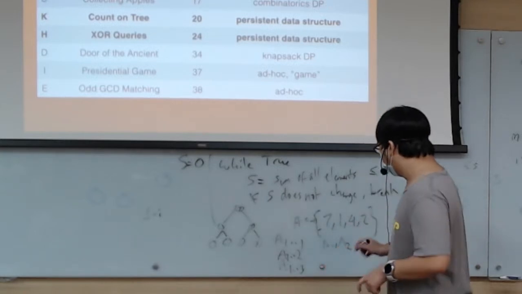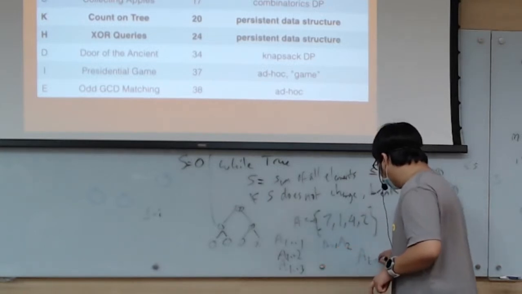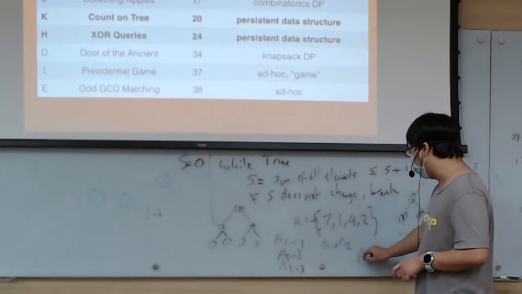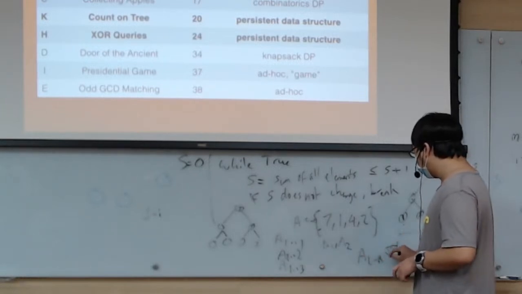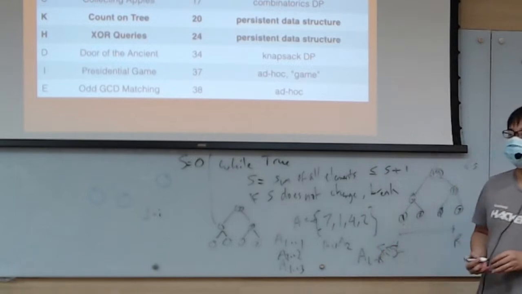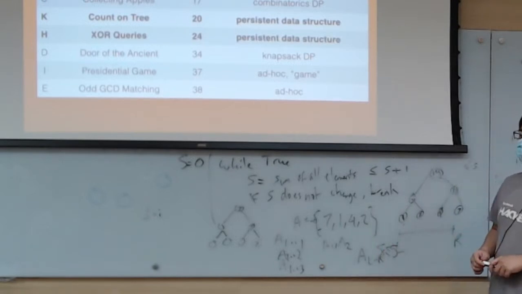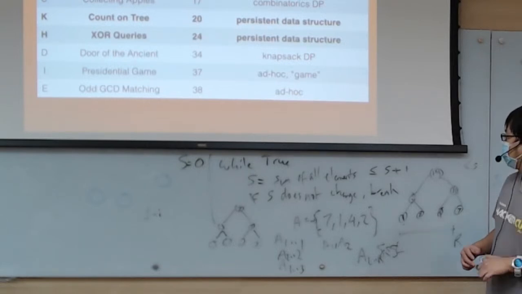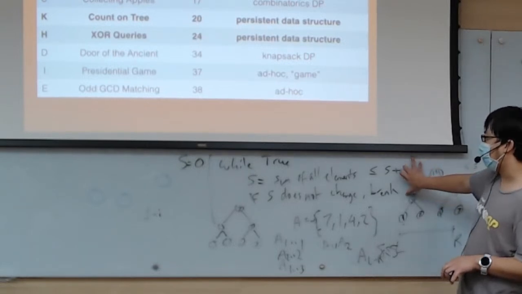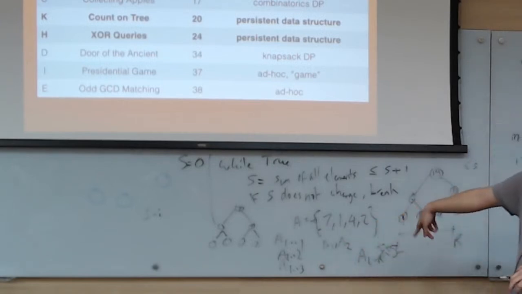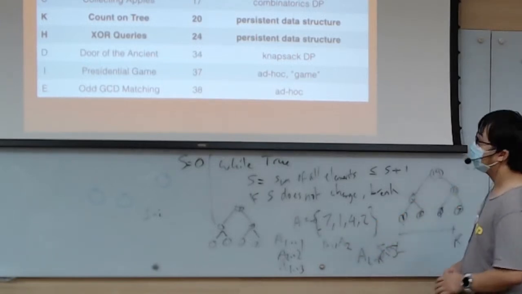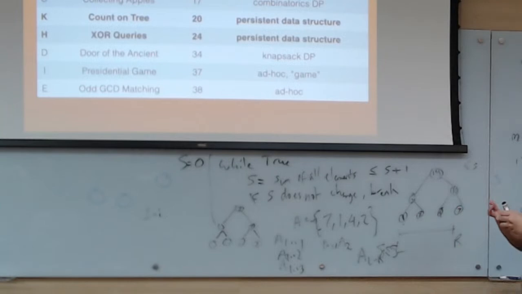And using this, we can query, considering only elements from L to R, what's the total of elements that are smaller than S? Because this loop is log n and each query of the segment tree is also log n, this is log squared n per query.